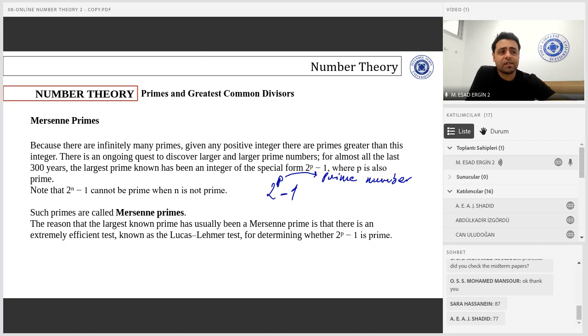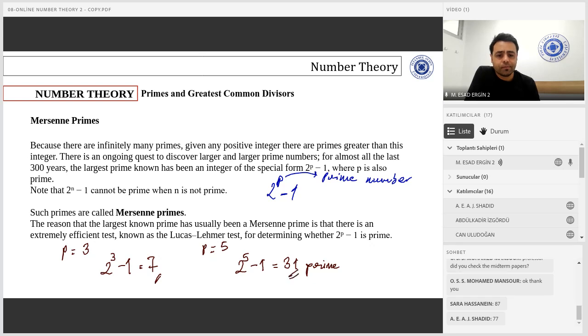According to this approach, for example, if the prime number is 3, then 2 to the power of 3 minus 1 will be 7. So it works. For example, p equals 5. So it is 2 to the power of 5 minus 1, which will be 31, which is also a prime number. And 7 is also a prime number.